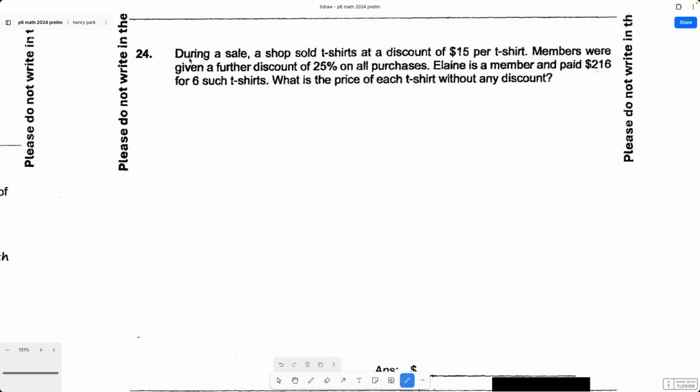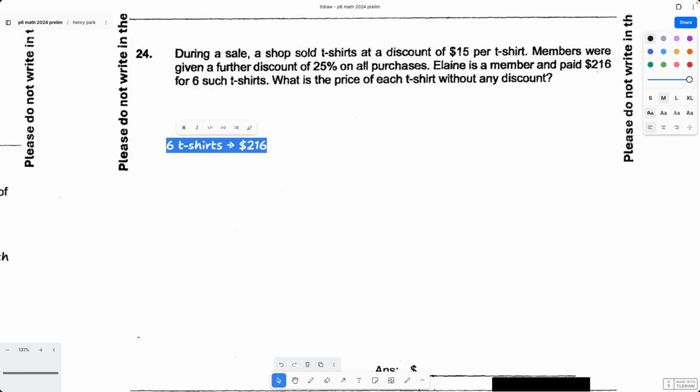Question 24. It says here, during a sale, a shop sold t-shirts at a discount of $15 per t-shirt. Members were given a further discount of 25% on all purchases. Elaine is a member and paid $216 for 6 such t-shirts. What is the price of each t-shirt without any discount? So first, we know that 6 t-shirts is equal to $216. So we want 1 t-shirt.